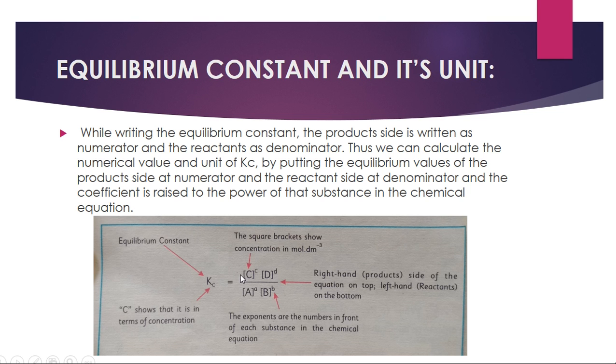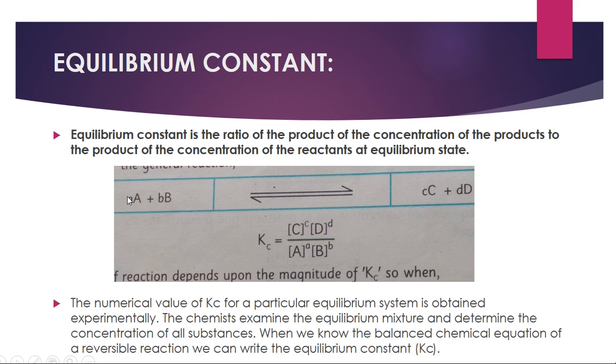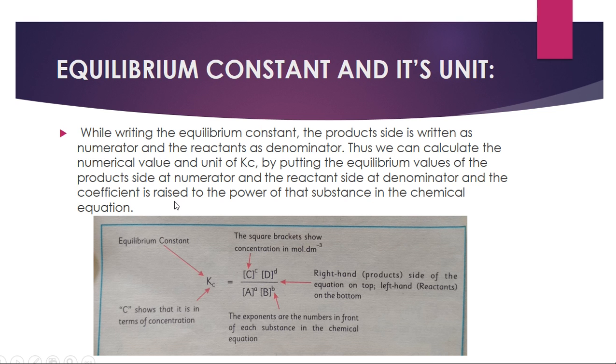Means if there is any coefficient in the equation like this small a, small b, then we have to write it in power form, raised to power. Clear? So this is Kc, equilibrium constant, and C shows that it is in terms of concentration. The square brackets show concentration in mole per decimeter cube. Right hand product side of the equation on the top, left hand reactants on the bottom. So products on the top and reactants in the bottom.